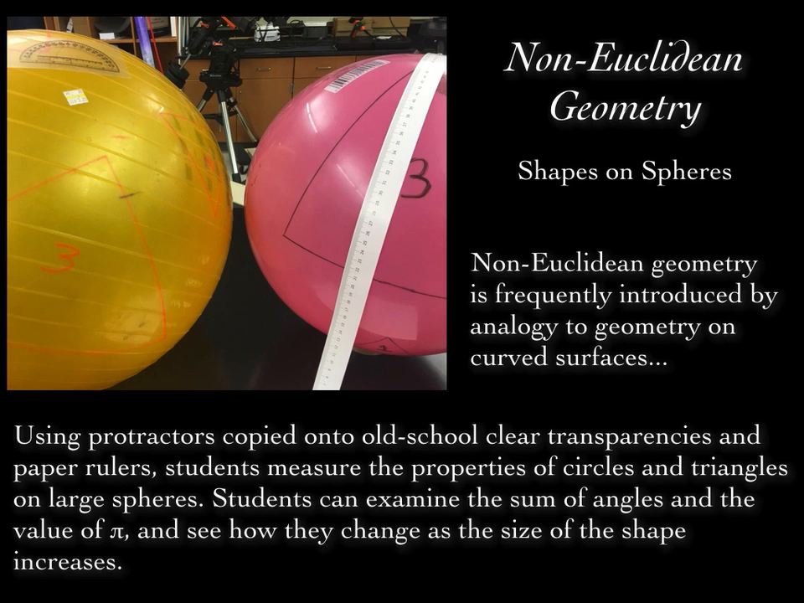I'll use yoga balls or play balls that I get from the thrift store or the department store, and draw large triangles on these. What students can see is that the usual rules of Euclidean geometry do not apply: the angles of a triangle, for example, do not add up to 180 degrees, and the circumference of a sphere is not equal to 2 pi r. Or, if you want to phrase it differently, if you calculate pi using a circle drawn on a ball, you get a different value than 3.14.